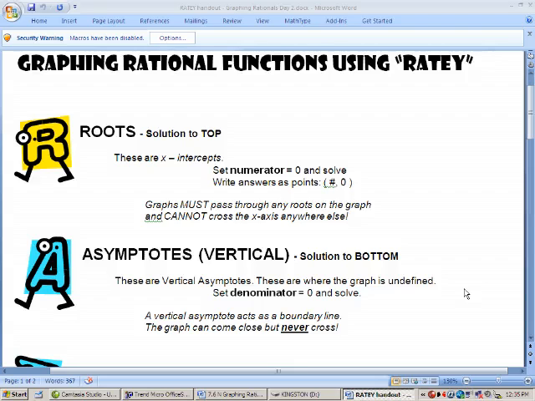So yesterday what we did is we focused on graphing using transformations. Today we're going to focus on graphing using this process called RADI, and it's to help us kind of gather information.